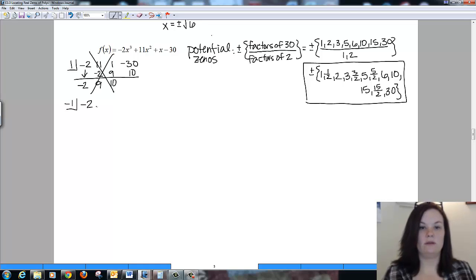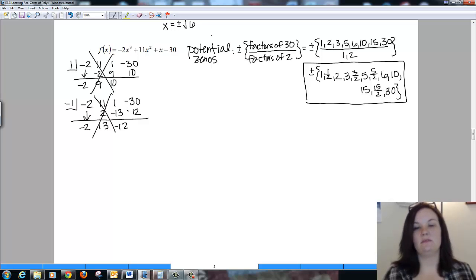If I put -1 in my box, -2, 11, 1, and -30. Bring down my -2. -2 times -1 is +2. Combined down I get 13. 13 times -1 is -13. Combined down I get -12. -12 times -1 gives me +12, which is not going to give me a 0, right? Hopefully I'll get a 0. Let's look at 2.